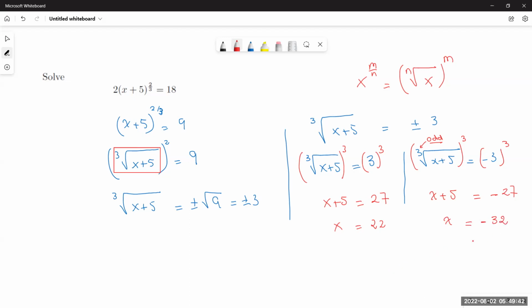All right. And that's basically it. Your final solution set is S equals negative 32, comma 22. And you have two solutions.